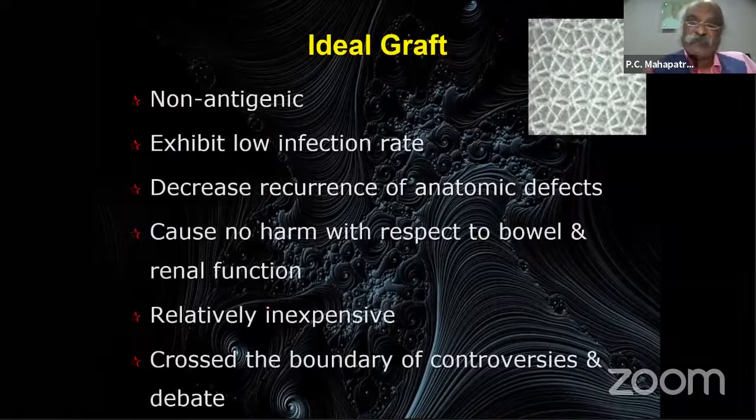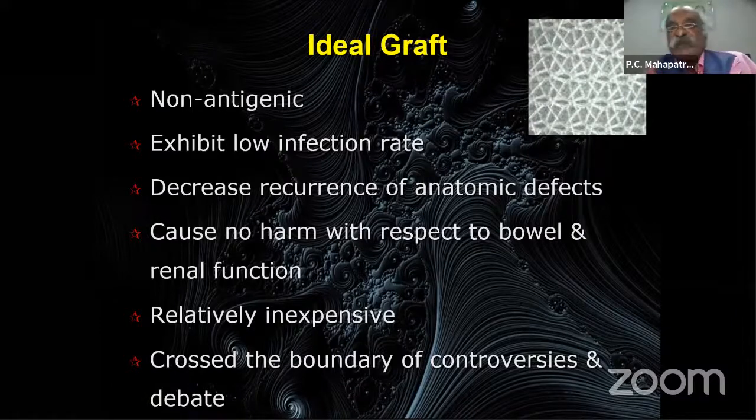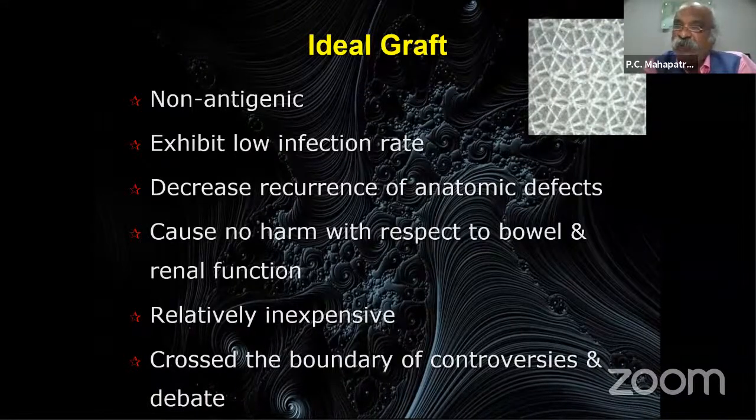Now, when we come to the ideal graft, mesh has become a mess. The ideal graft is macroporous, and there are different types of mesh, 5 different grades. It should be non-antigenic, exhibit a low infection rate, decrease recurrence of anatomic defects, cause no harm with respect to bowel and renal function, be relatively inexpensive, and cross the boundary of controversies and debate. Even if it is not eroded into the vagina, it can erode into the bowel. So there is a little question mark, a little doubt, if you compare with the autologous graft.